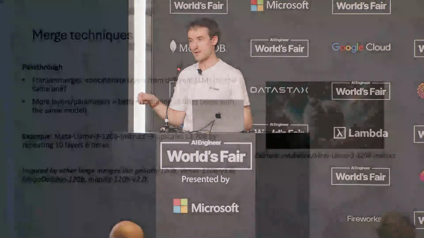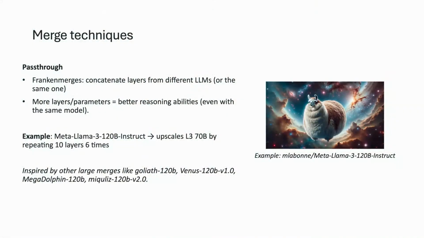Then you have a very funny technique called passthrough. In passthrough, you can concatenate layers from different LLMs. It can also be the same one. We call it self-merge. And here you have an example that I've made recently.